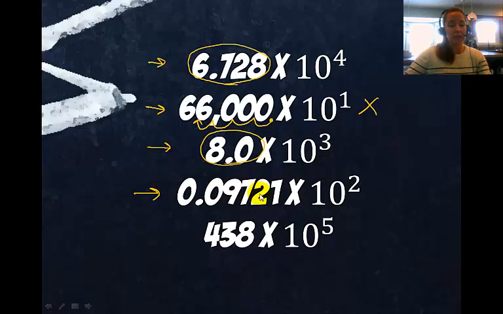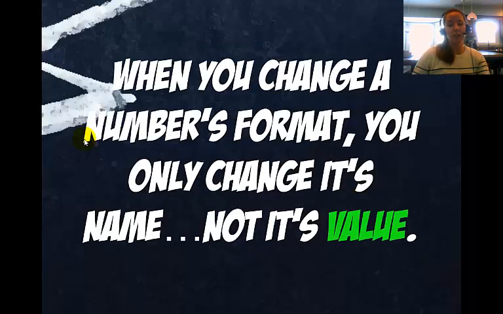The fourth one, 0.09721 times 10 to the second power. Nope, not between 1 and 10, right? But we could eventually move that decimal over, but we haven't learned to do that quite yet. We're super close, but we're not there. Last one, 438, is that scientific notation form? Nope, it's not. That decimal, again, is hidden in the back there. We would have had to move it over this way. Out of these 5 examples, only 2 of them ended up being scientific notation.